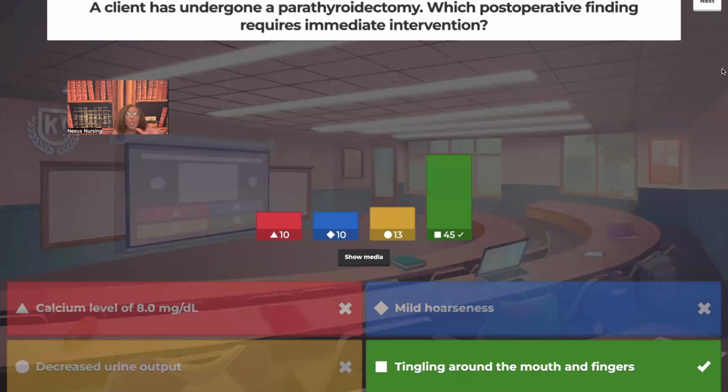Right? So even though all of these are an issue, calcium level of 8, that's lower than normal because normal is 8.5 to 10.2. So that's a problem. Decreased urine output. You're supposed to be releasing at least 30 mLs of urine an hour, right? If you're not doing that, that's a problem. And mild hoarseness. Of course, that's a problem, but which one's going to be a priority? Whenever you think about priority, you're going to think which one's a medical emergency, which one can harm your patient in the worst way. It's that tingling around the mouth and fingers because you know what that means.